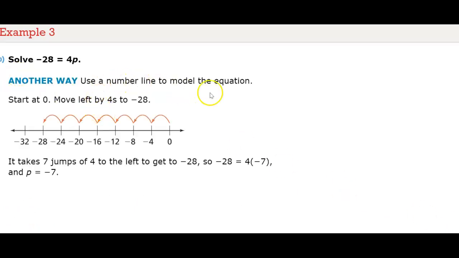Another way is to use a number line to model the equation. It says start at 0, and you move left by 4 to negative 28. As you can see on the number line, it's counting by 4s. So we go over 4 until we reach 28, and then you count how many times you jump. We counted 1, 2, 3, 4, 5, 6, and 7. So there are 7 jumps of 4 to the left to get to negative 28. So P is still equal to negative 7.